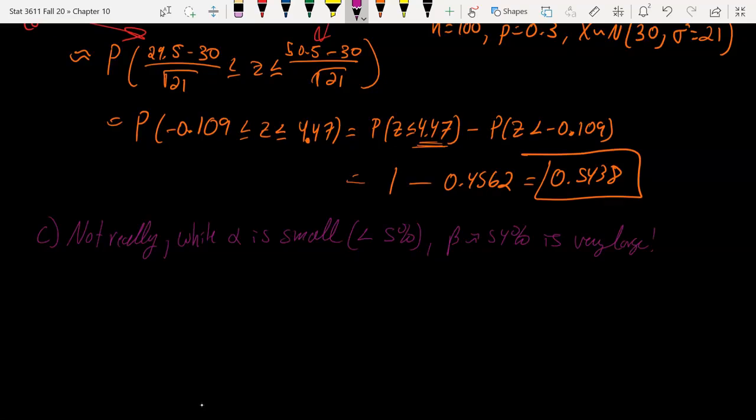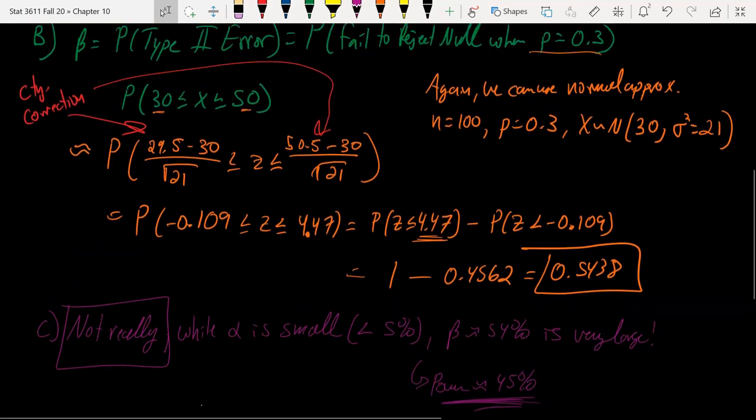The power of the test is 1 minus beta. The power of the test is approximately 45%, right? What does the power tell us? That's the probability of making the correct decision when the null is false. You would want to make the correct choice more than 45% of the time when the null is false, right? Beta equals 54% is very large. So generally speaking, is this a good procedure? I would say no. Lean towards the not really idea, okay?